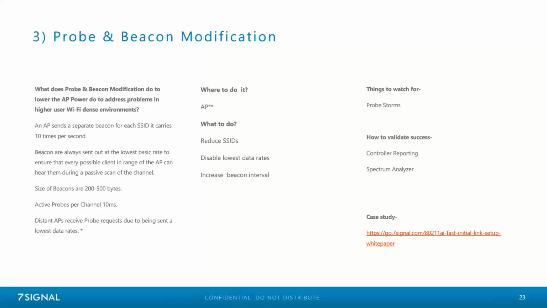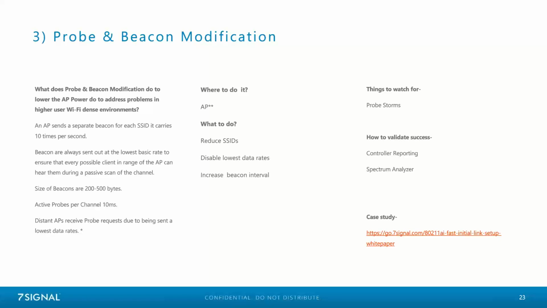So every AP sends a separate beacon for each SSID it carries 10 times per second. And that's quite a bit. And here's the catch though: beacons are sent at the lowest basic rate, right? To ensure that every possible client in that range of the AP can hear them during a passive scan, right?